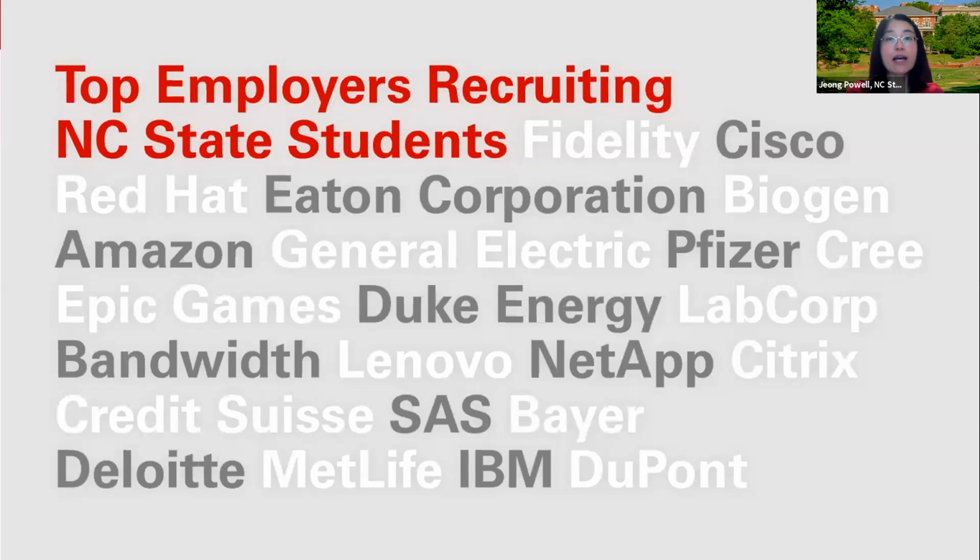Okay, speaking of employers, NC State is very conveniently located. It's very close to RTP, Research Triangle Park, which is the largest research park in the US. It's about 20 miles, that's about 20 kilometers, away from our campus. And there are over 300 companies at RTP. So some of the companies you see here, Fidelity, Cisco, Biogen, Cree, Pfizer, LabCorp, Credit Suisse, SAS, Bayer, Deloitte, IBM, DuPont, all of them are located at RTP, Research Triangle Park. So our students have great opportunities, again, when it comes to job opportunities.